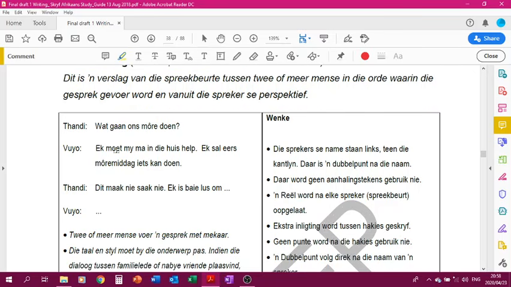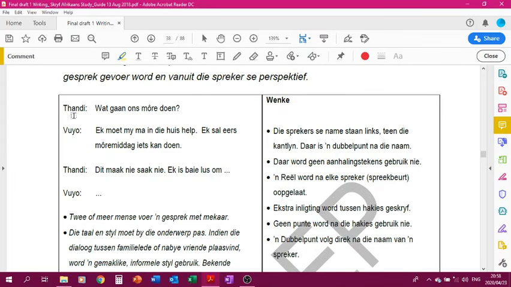Goed. So, important to note, we start with the names, and then directly after the name there will be a colon, a double punt. You can leave a space open, it's really not necessary, but remember, I spoke to you about that in class. We will usually have a line going there to make sure that the words stay underneath each other, right? So, Tandy will be saying something like, for example, wat gaan ons môre doen? Remember, use your punctuation marks as you would normally do.